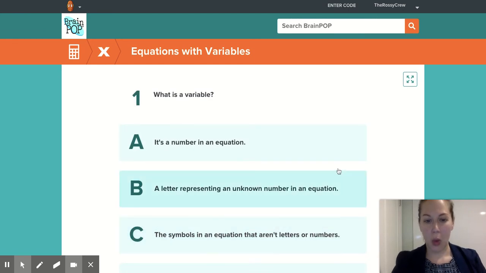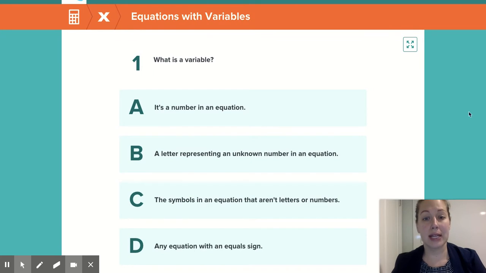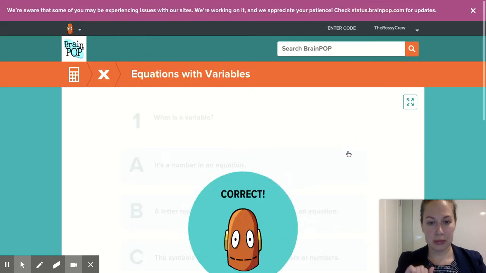All right. What is a variable? Well, a variable is a letter representing an unknown number in an equation. Letter B. You might see it represented with a letter X or Y or R or K. That's totally fine. Good.